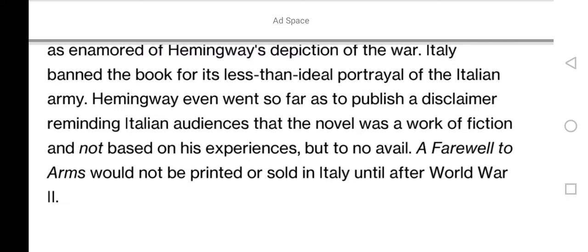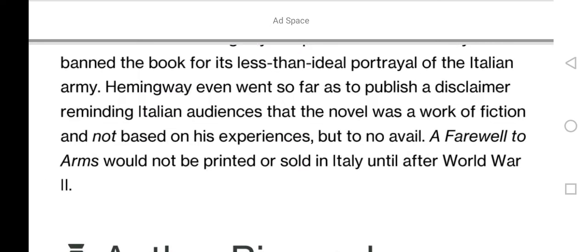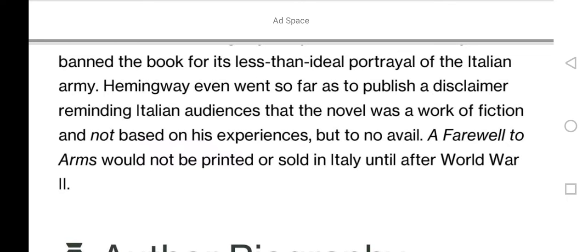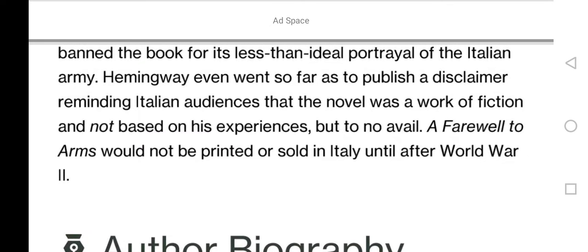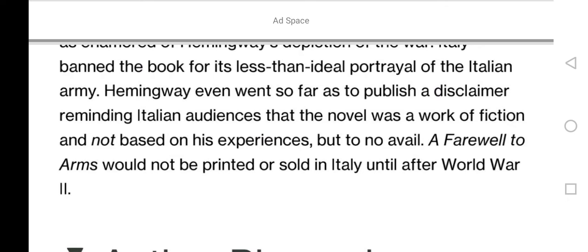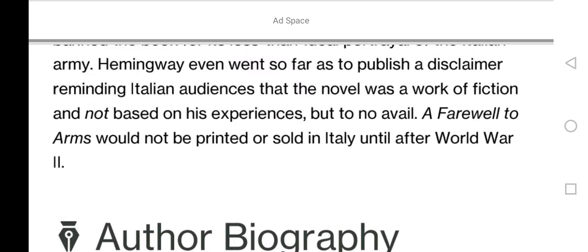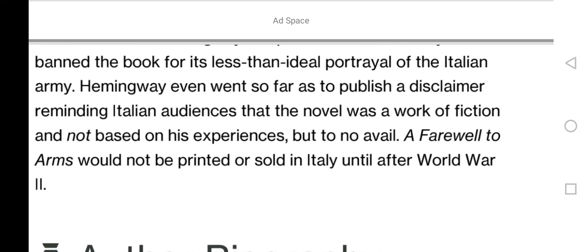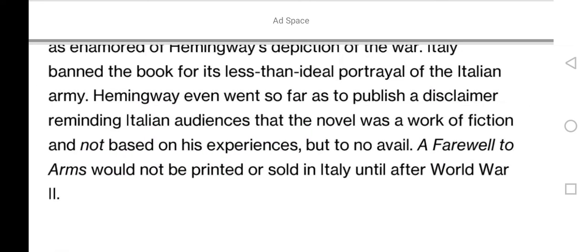Hemingway even went so far as to publish a disclaimer reminding Italian audiences that the novel was a work of fiction and not based on his experience. But even so, A Farewell to Arms would not be printed or sold in Italy until after World War II.